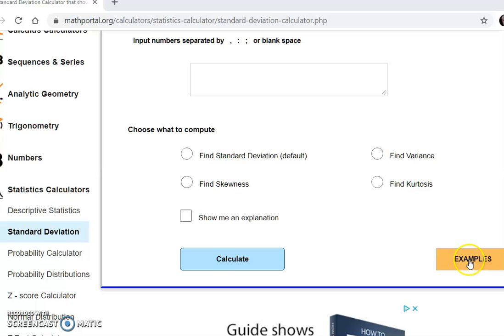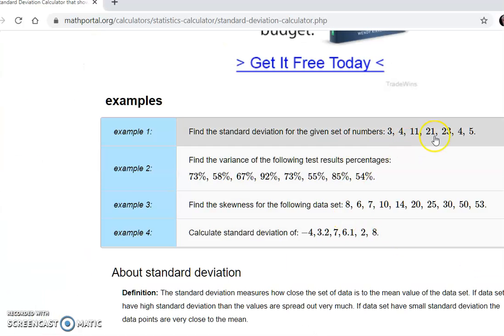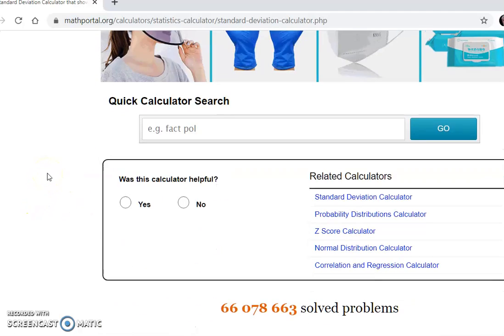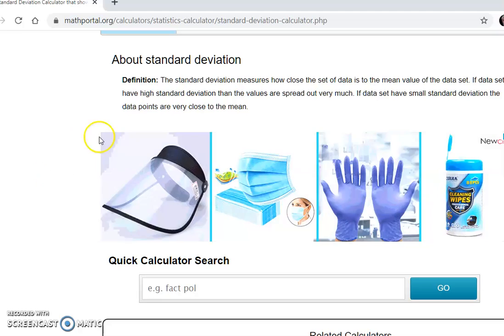Here, let's hit right here. Most of them will do this. You hit examples, and it will give you an example here, okay? And it'll even give you an explanation of what everything is. This isn't the best one I've seen, but you get the idea.